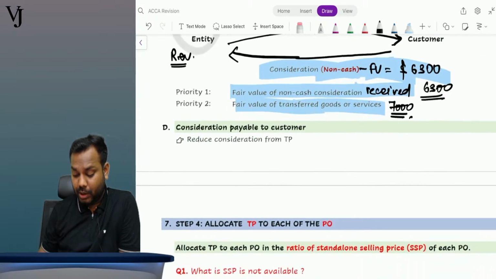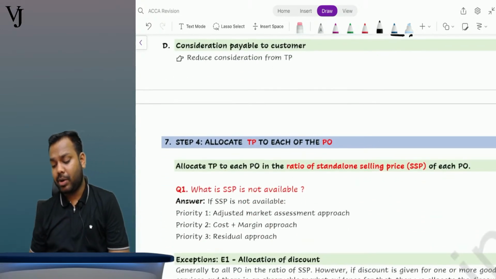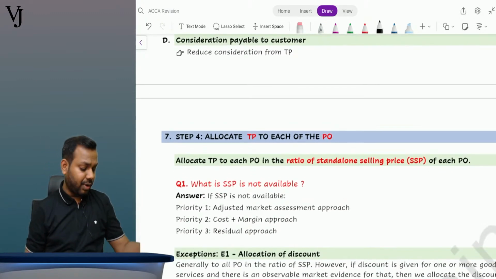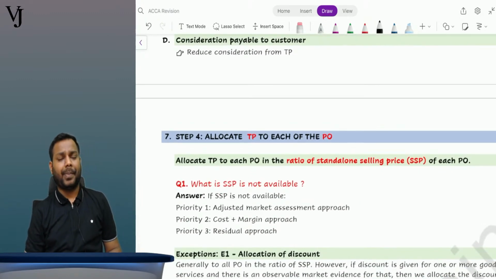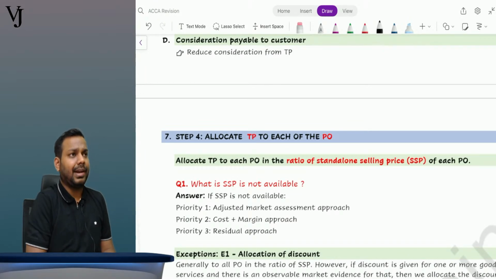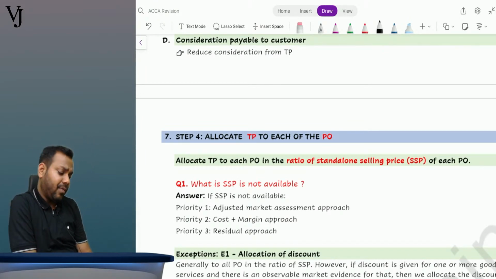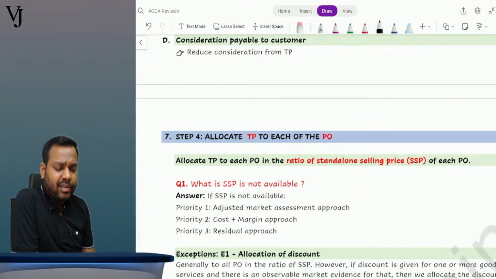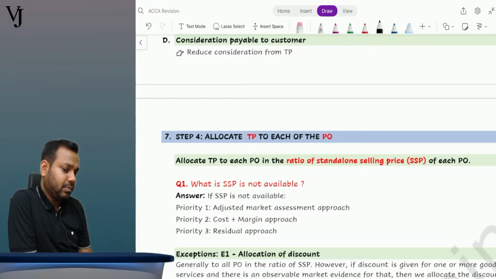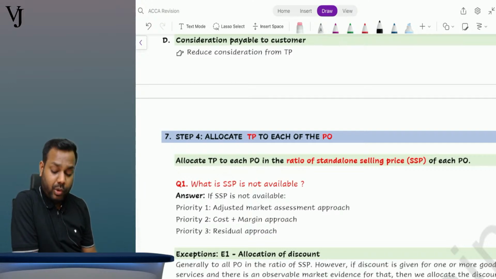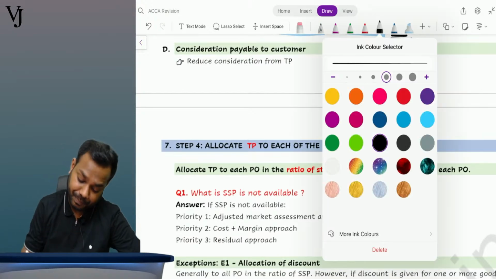Now, consideration payable to the customer. When you purchase goods from Amazon, or let's suppose Paytm, when you book flight tickets from Paytm, or when you book flight tickets from Make My Trip, or any platform, have you ever got a cashback? Tell me, have you ever got a cashback? Right? Now, let's suppose Indigo.